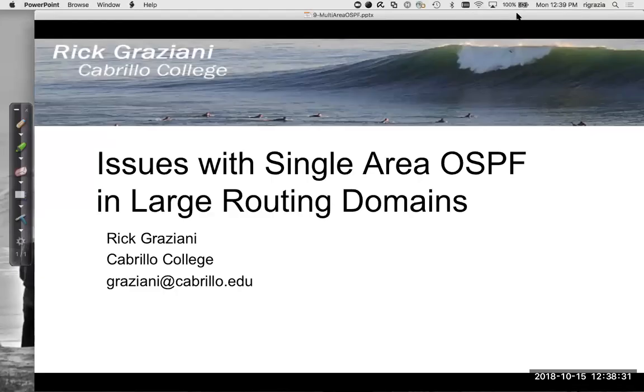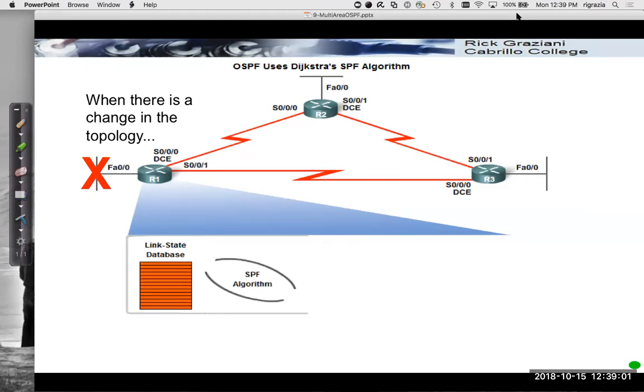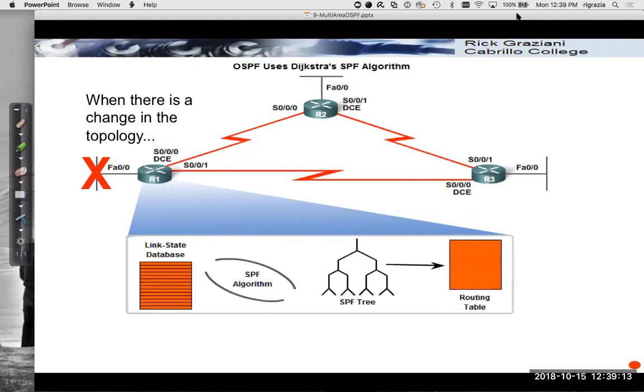Hi, in this video, we're going to examine the issues with a single area OSPF in large routing domains. Really a precursor to why we want to go with multi-area OSPF in larger routing domains. So as you remember, whenever there's a change in the topology, whenever an OSPF router learns any kind of new information, it adds that information to its link state database, runs the shortest path first algorithm, calculates an SPF tree, shortest path first tree, and then offers the best paths to the routing table.